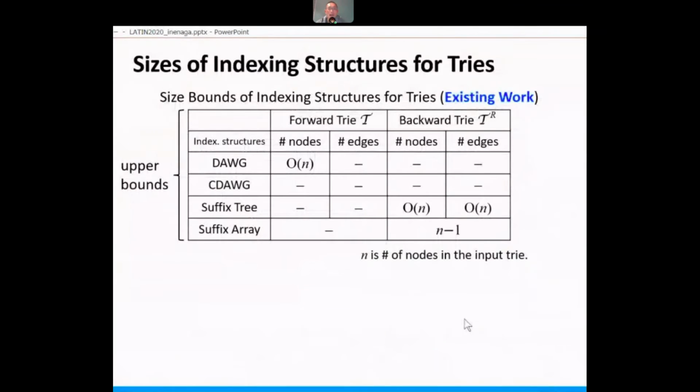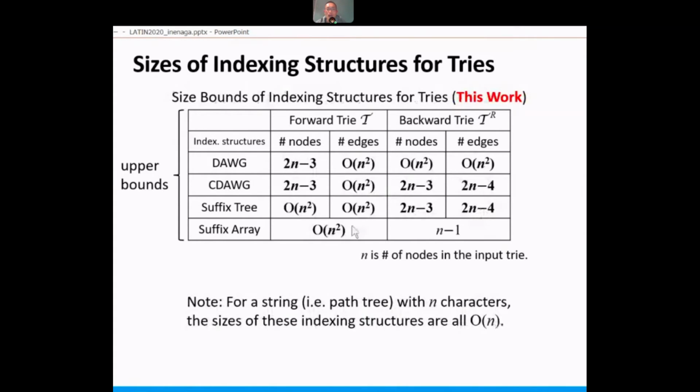So I have shown the size bounds for these indexing structures for tries. Only partial results are known, as you can see in this table. Here, n is the number of nodes in the input trie. The suffix array is an array version of the suffix tree, so here it shows the number of entries in the array.